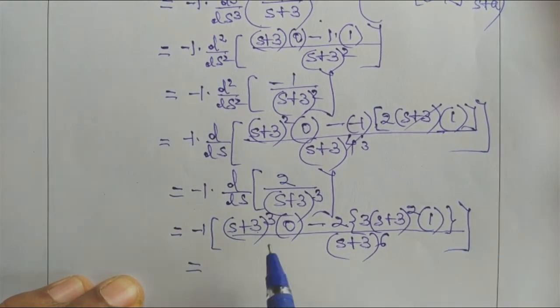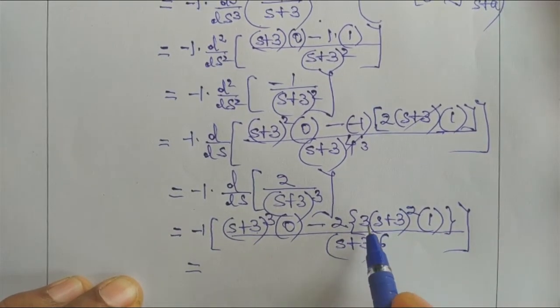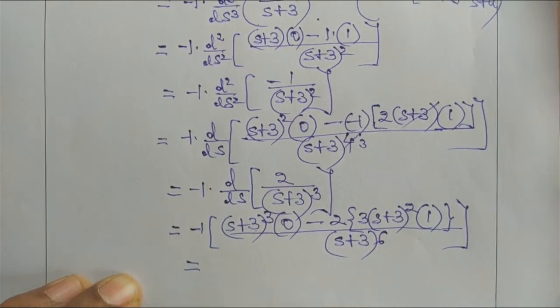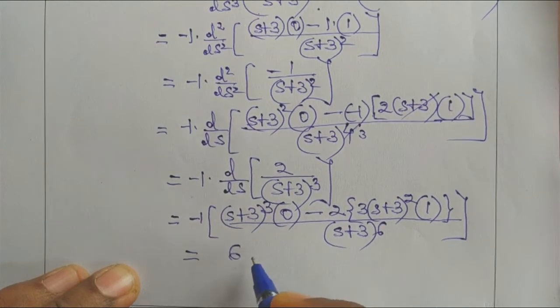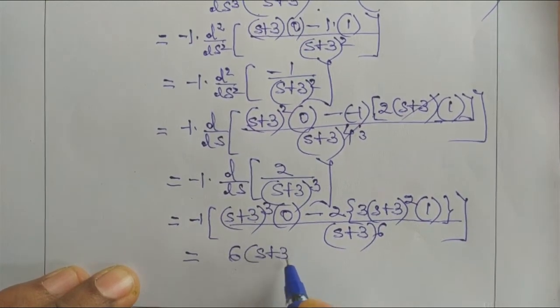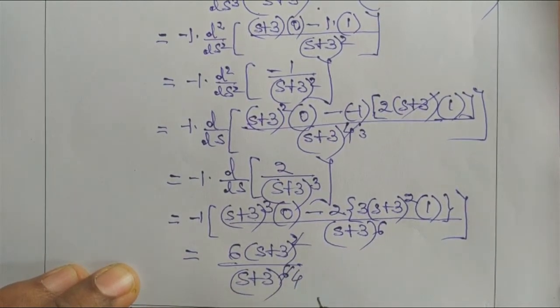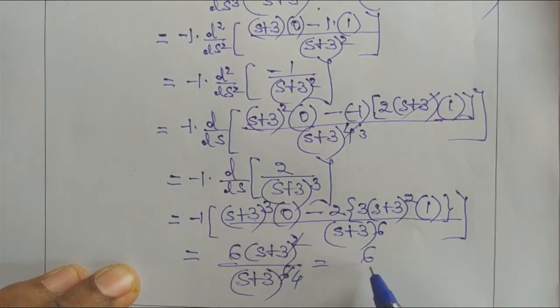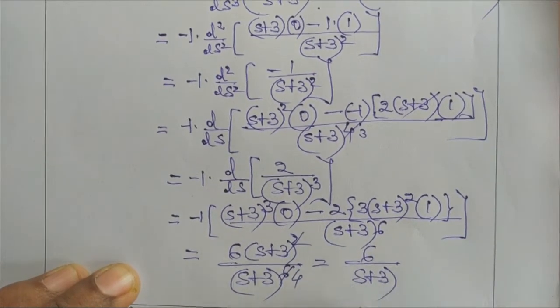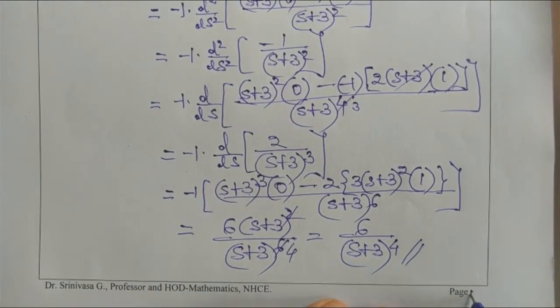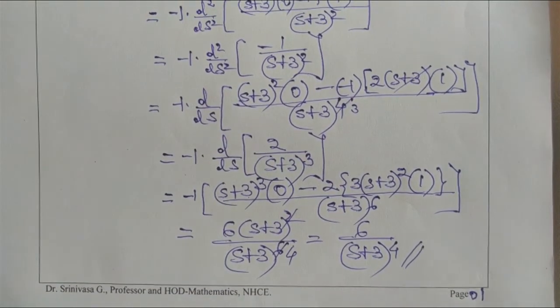Now what happens? This is 0. This is minus 6 into s plus 3 whole square. Minus 6 into s plus 3 whole square, with the minus becoming plus, 6 s plus 3 whole square divided by s plus 3 whole to the power of 6. This 2 gets cancelled, 4 will be there. So 6 divided by s plus 3 to the power of 4. This is your answer. So under this, page number 1.